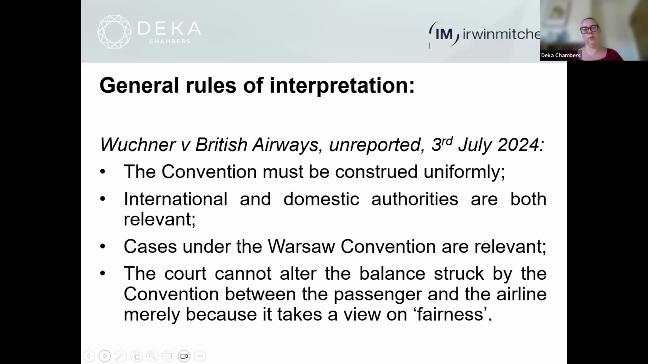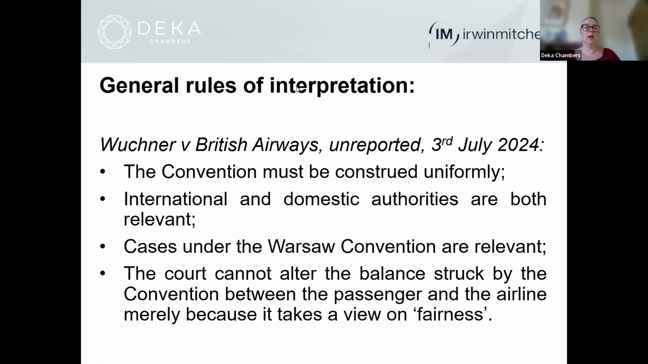And the rules of interpretation that Nina's just taken us through show that you're looking at a uniform macro sort of convention. It's international. You're looking at authorities that come from all over the world. Some are given greater weight than others. So, for example, the American authorities are given greater weight than the Canadian authorities. But all the authorities internationally, from all the countries that are signatories to the convention, should say the same thing. Whether or not they do is maybe debatable, particularly now that the European Union has started to get active in this regard.